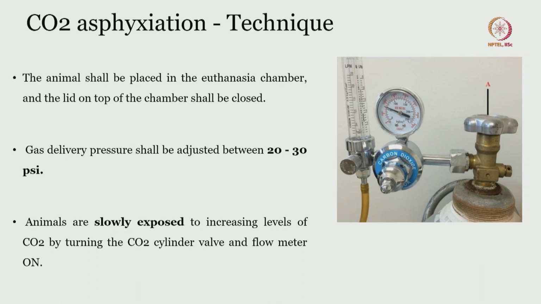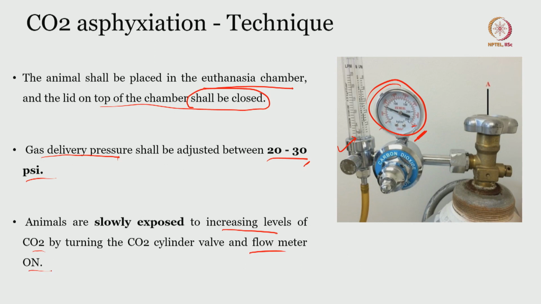As I said earlier, the animal will be placed in the euthanasia chamber and the lid on top of the chamber will be closed, and you need to ensure that there are no air leaks in that particular chamber. Then the gas delivery pressure will be adjusted to 20 to 30 psi, that is here. That is very important. To ensure a smooth flow rate, you need to adjust the pressure first to 20 to 30 psi, which is neither too low nor too high. Once you do that, animals are slowly exposed to increasing levels of carbon dioxide by turning the flow meter on, that is this.